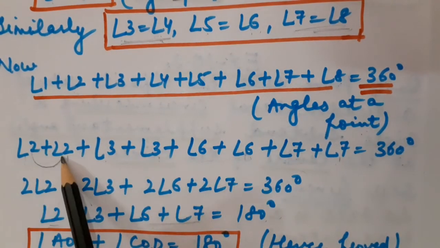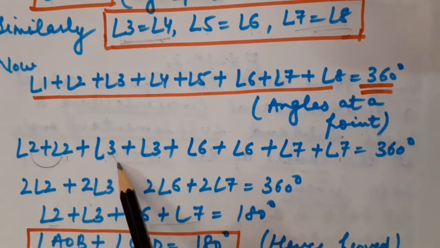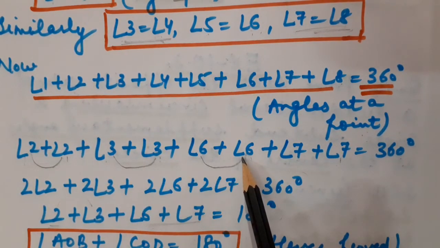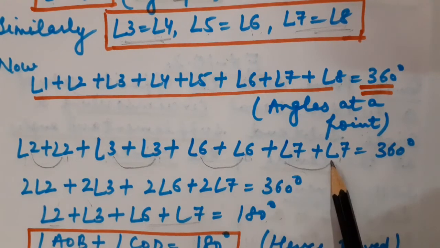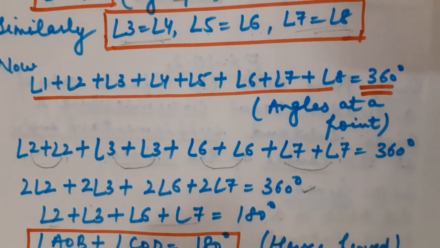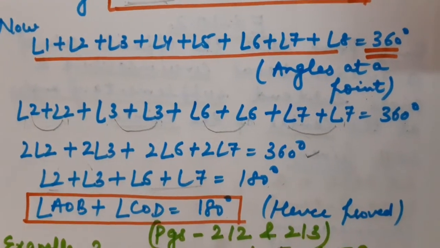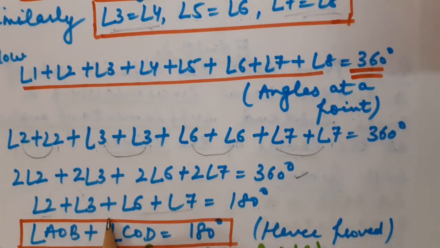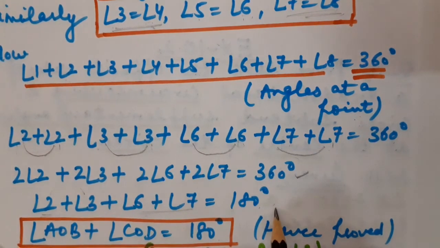So this is twice of angle 2 plus twice of angle 3 plus twice of angle 6 plus twice of angle 7 is equal to 360 degree. While taking 2 as common, children, I have got angle 2 plus angle 3 plus angle 6 plus angle 7 is equal to 180 degree.